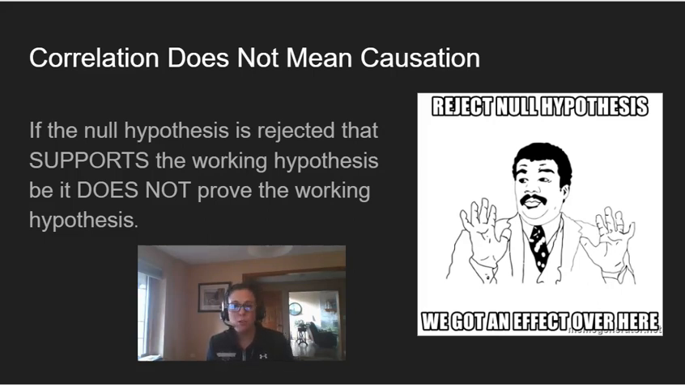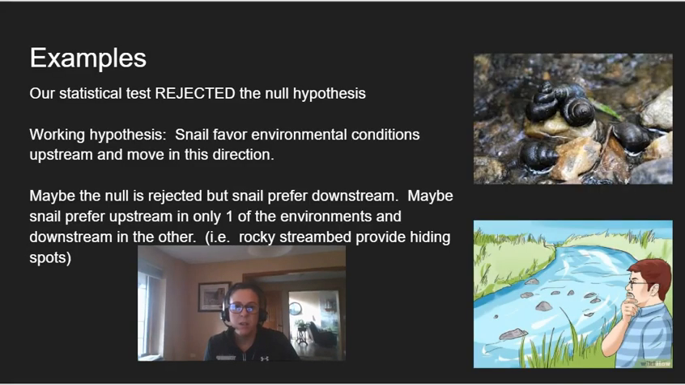Your alternative or working hypothesis can only be supported if we reject the null. So let's look at an example of that. Let's say that Mr. Stewart's class collected all these snails, collected all of their data, and after they did their statistical test, they rejected the null hypothesis. They said, you know what, that's wrong. There is an effect here.